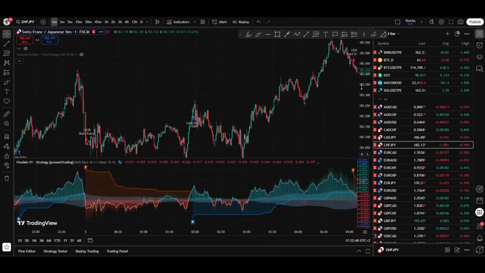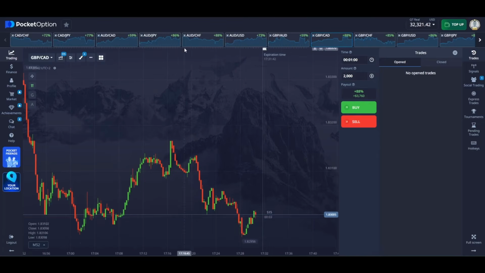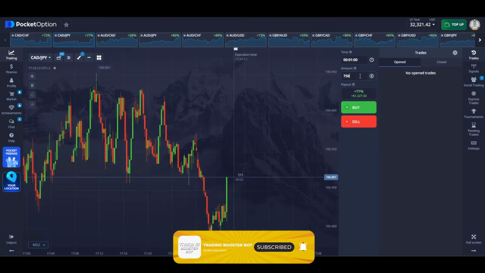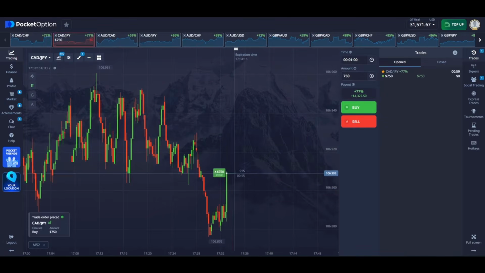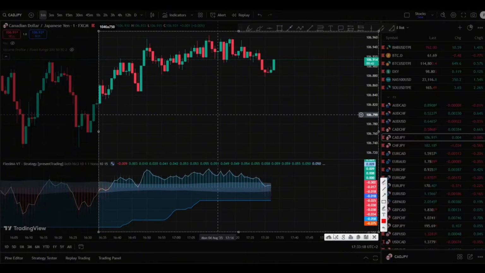And yes, all of this works on the TradingView platform. Look, here we have the Canadian dollar and Japanese yen. Let's even switch to the platform. Select this currency pair, and let's open a buy trade for, say, $750 right from here. So what's happening here? Look, first of all, there was a good upward movement here. So we can see that the super trend is blue, or in other words, that's a buy signal.